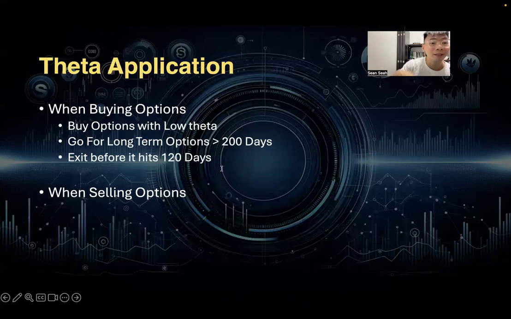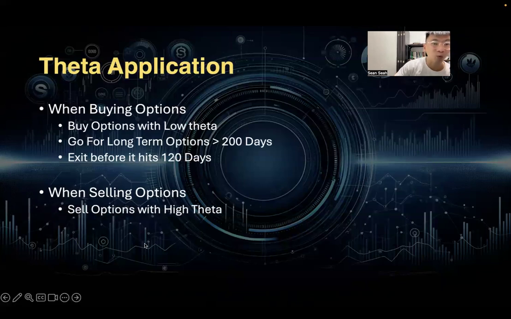So now, when we sell options, remember we sell options. What do we sell options for? We sell options for income. When we sell options with high theta, what does it mean? It means that every single day after we sell the options, the value drops very, very fast. Okay, because high theta, correct, it drops a lot. That means that we are locking in our profits every single day very quickly.